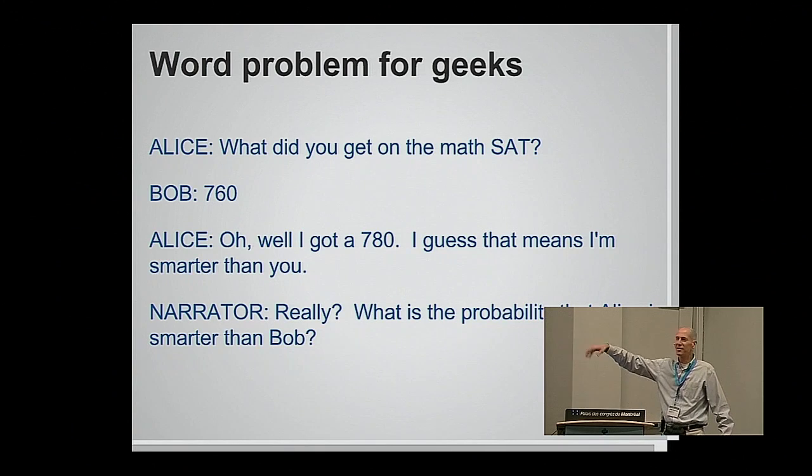So my premise here is sort of a joke, mostly. But imagine two people talking about their SAT scores, and Alice says, what'd you get on the SAT? And Bob said, well, I got a 760 on the math section of the SAT. And Alice says, well, I got a 780. I guess that means I'm smarter than you. And my question is, is that true? Can Alice really make that claim?